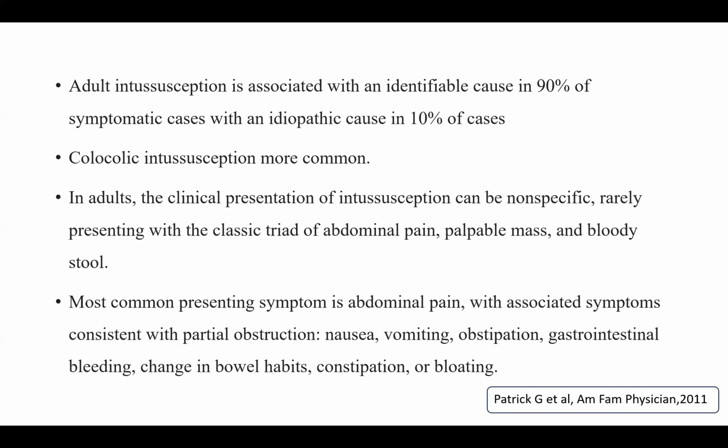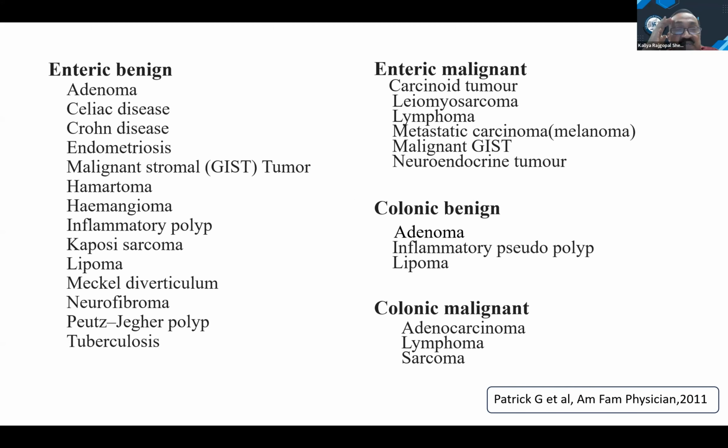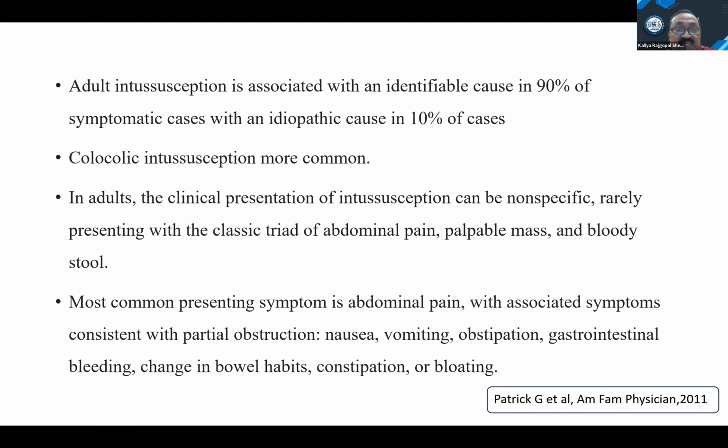Contrary to pediatrics, in adult intussusception, 90% of causes are identifiable and only 10% are idiopathic, and colocolic intussusception is the most common. The presentation will be non-specific, and the most common presenting symptom will be abdominal pain associated with partial obstruction symptoms such as nausea, vomiting, obstipation, change in bowel habits, constipation, or bloating. Just hold on, you are coming to the causes.